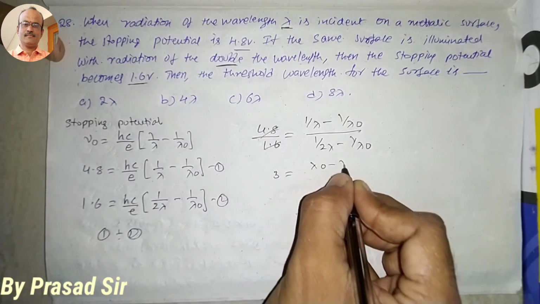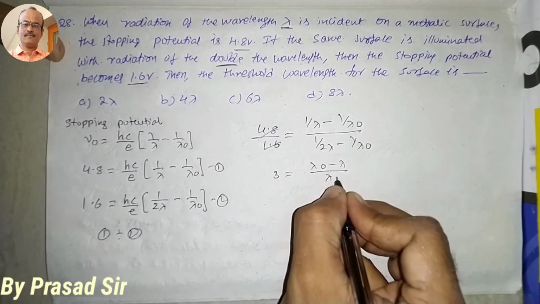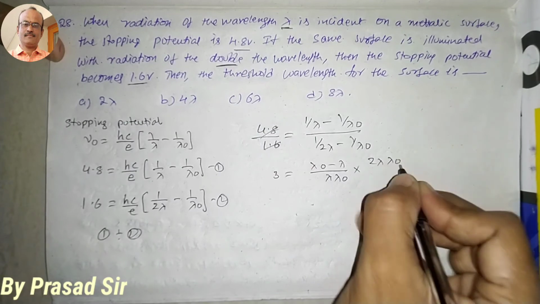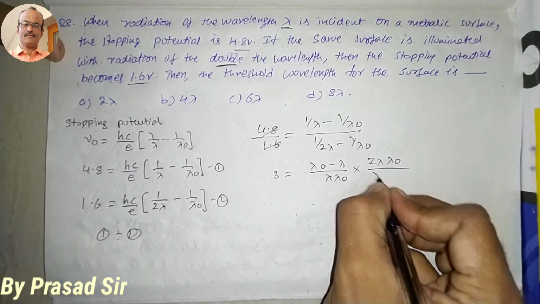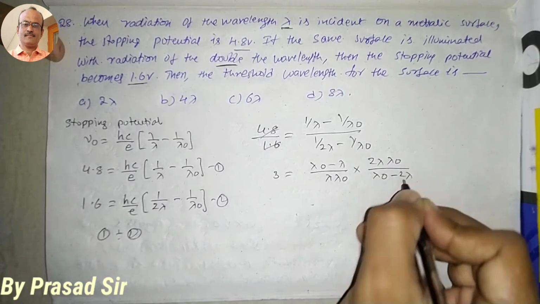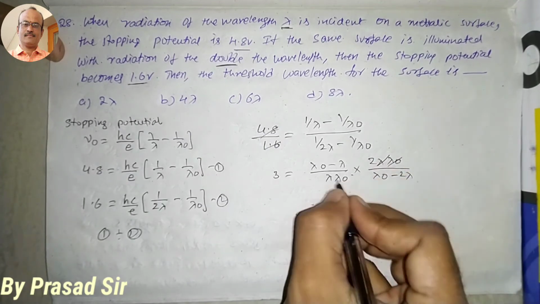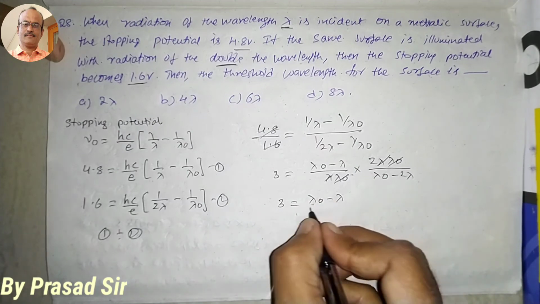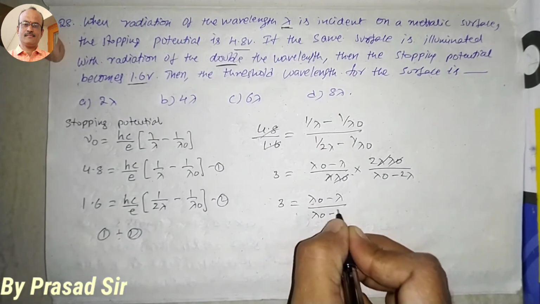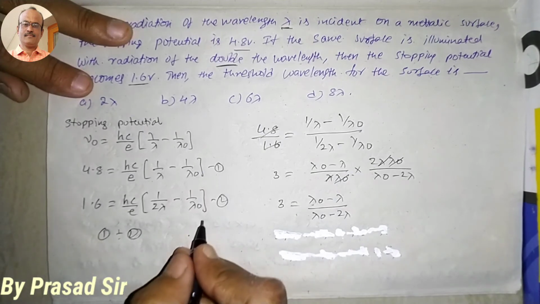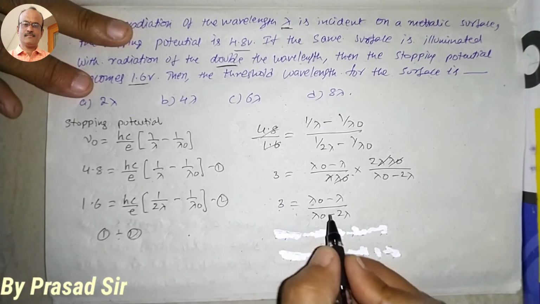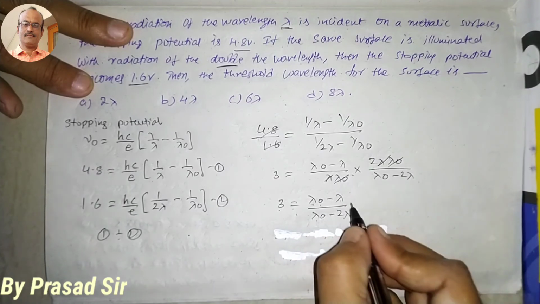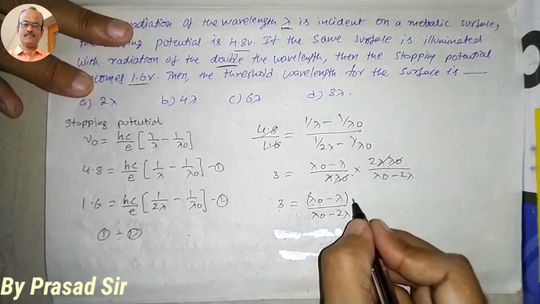Then lambda naught minus lambda divided by lambda into lambda naught, into 2 lambda into lambda naught divided by lambda naught minus 2 lambda. So here lambda naught cancels. 3 is equal to lambda naught minus lambda divided by lambda naught minus 2 lambda. Here multiplied with it, 2 is remaining.